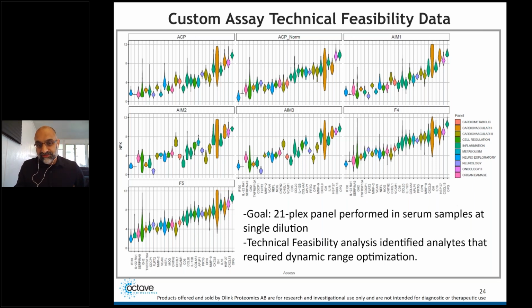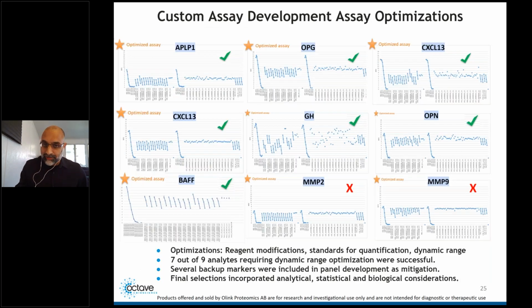And we identified several analytes that required dynamic range optimization. And so the goal is that you want your sample response to fall within a linear portion of the curve. You don't want it too close to the bottom of the curve or too close to the top of the curve. So when we went through this optimization process at Olink, this involved reagent modifications as well as investigating some of the source material that we were using for the absolute quantitation. 7 of the 9 analytes for which we attempted dynamic range optimization were successful.